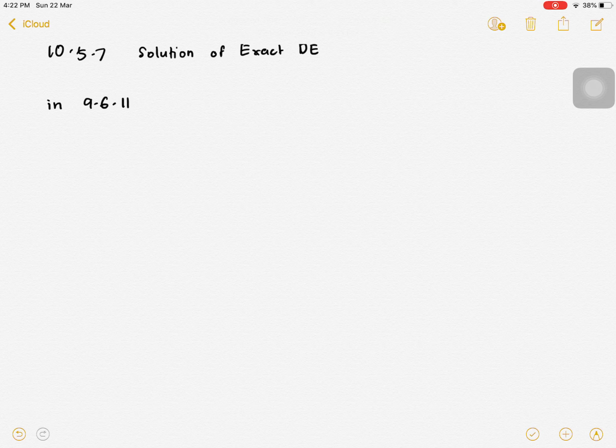Today we are going to continue with our lecture again. So we are going to enter subtopic 10.5.7, which is finding the solution of an exact differential equation. This has some relation with subtopic 9.6.11. If we recall, we want to know whether an exact equation f(x, y) exists. Therefore the differential df is equal to p(x, y) dx plus q(x, y) dy.